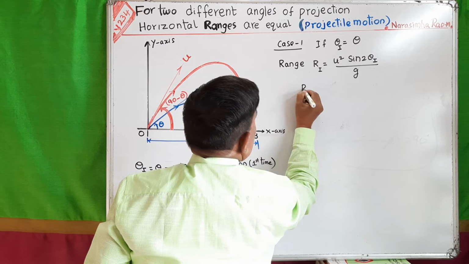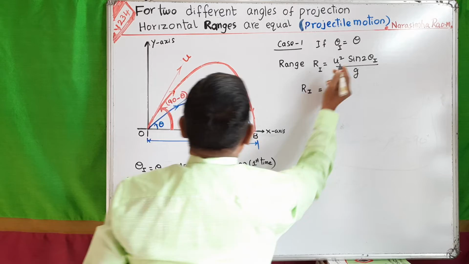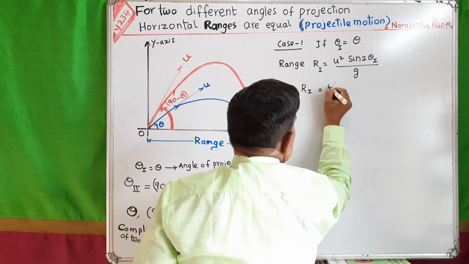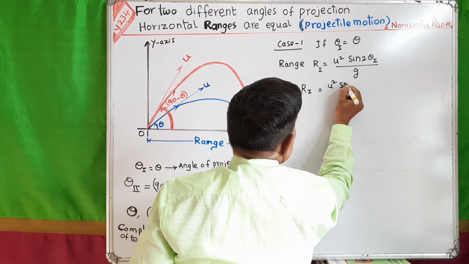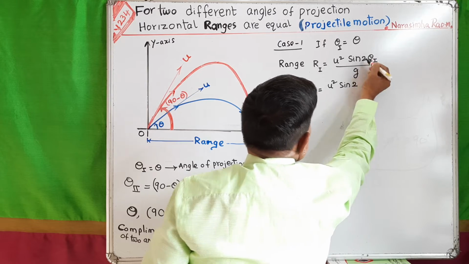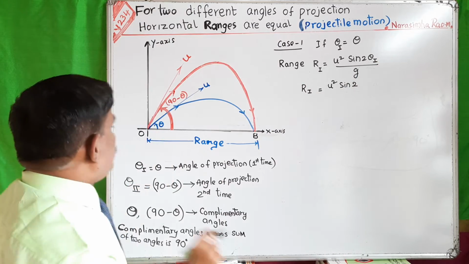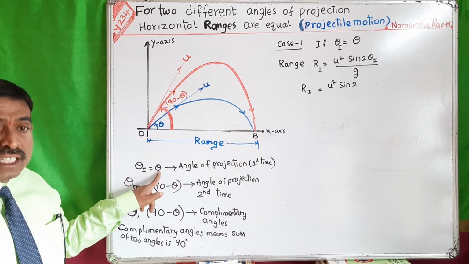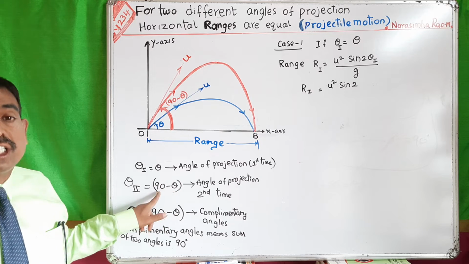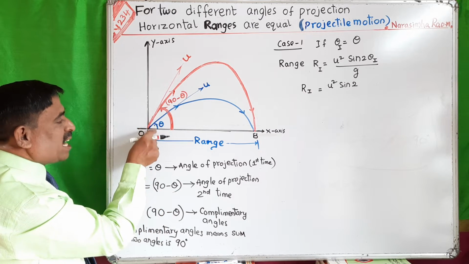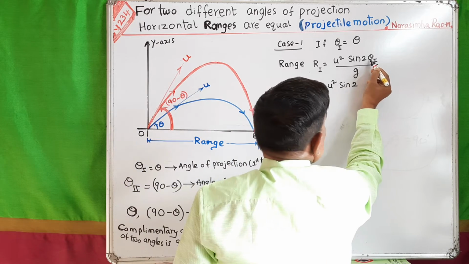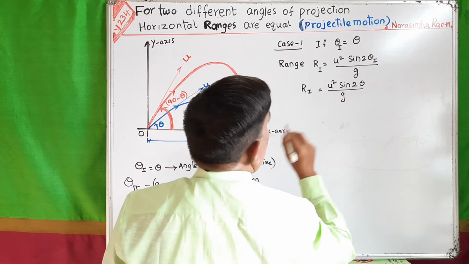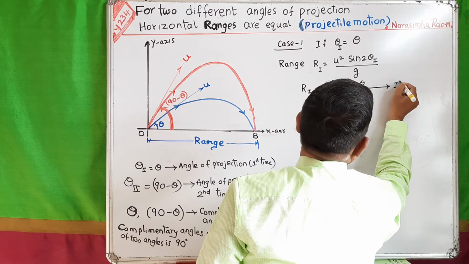Now first time range R1 is equal to u square sine 2 into theta 1 by g, where the first time velocity of projection is u. First time angle of projection is theta. Second time angle of projection is 90 minus theta. In the place of theta 1, I am writing theta. Now this is equation 1.